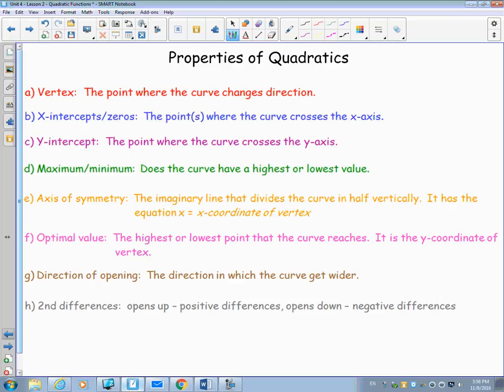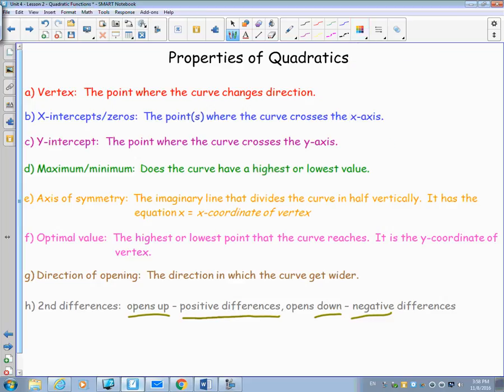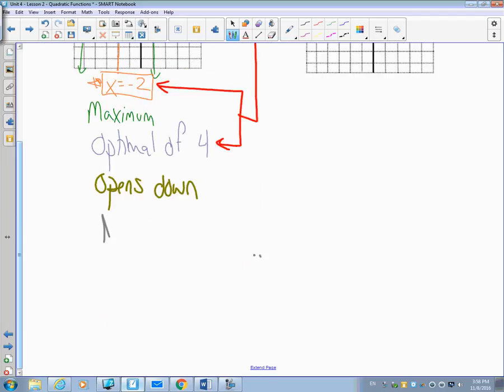Our second difference is the table. I don't actually have the table, but I don't need it. The idea with second differences is if we know which way it opens, we actually know what kind of second differences we have based on the sign. So opens up is positive, opens down is negative. We take a look at our graph, and what do we notice? We notice our graph is opening down. Well, that tells me that we have negative second differences.